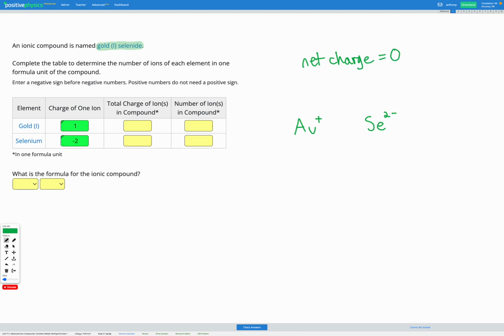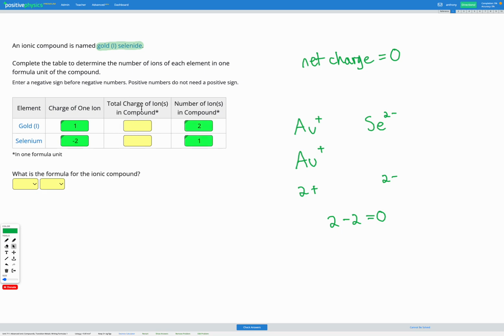And remember, our goal with ionic compounds is to have the net charge equal to 0. So right now we have 1 positive and 2 negative. So overall we have too much negative. So let's add another gold atom or gold ion. Okay, so now we've got 2 positive from our golds and 2 negative from our selenium. So this adds up, 2 plus 2 minus. When we add those together, 2 minus 2 gets us 0. So we can fill those in for the number of ions in the compound. So for gold, we had 2 gold ions and we had 1 selenium ion.